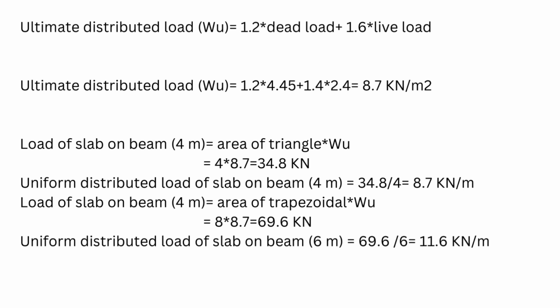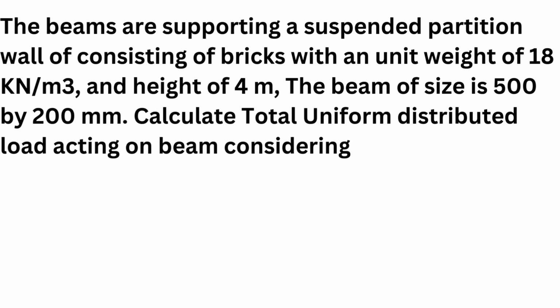Load of slab on beam, 4m, equals area of triangle times W, equals 4 times 8.7 equals 34.8 kN. Uniform distributed load of slab on beam, 4m, equals 34.8/4 equals 8.7 kN/m. Load of slab on beam, 6m, equals area of trapezoidal times W, equals 8 times 8.7 equals 69.6 kN. Uniform distributed load of slab on beam, 6m, equals 69.6/6 equals 11.6 kN/m.